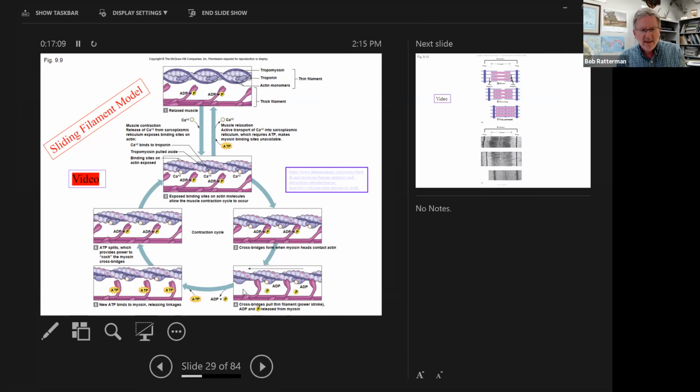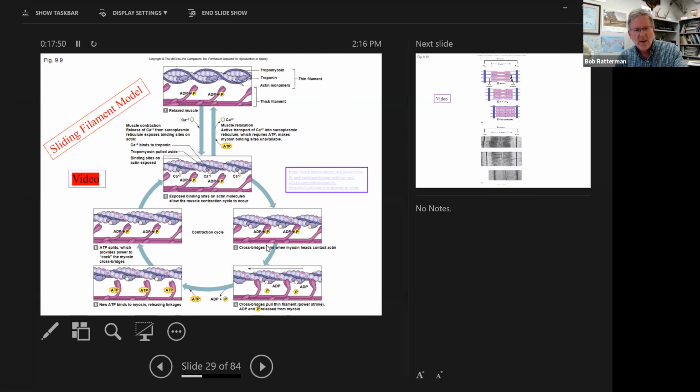Almost as quickly as the ADP and phosphate leave, look what comes aboard. More ATP supplied by the mitochondria. That causes the cross bridge to detach from the actin. So here they were connected, now they detach. The ATP is broken down into ADP and phosphate. That causes these cross bridges or little head regions to recock. And then they can go back up and grab on again.